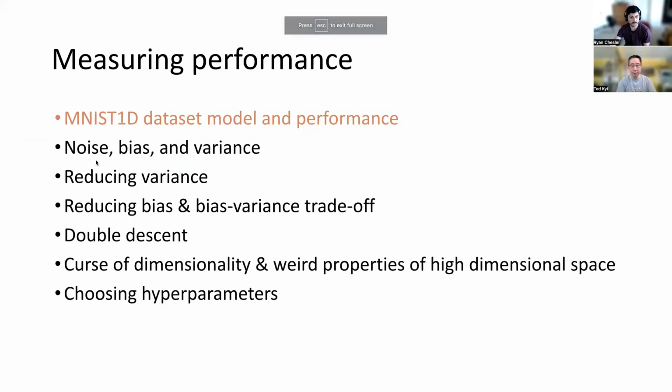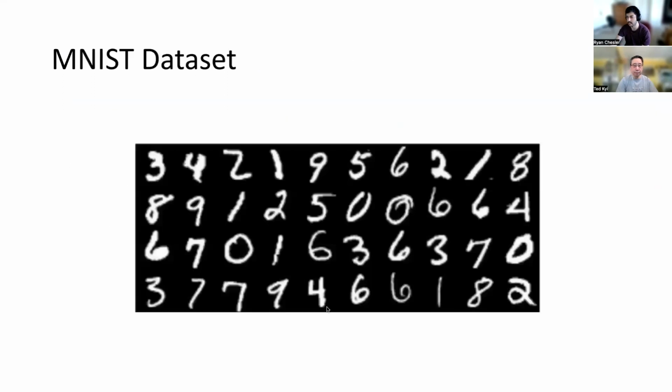All right, so this is chapter 8 of Understanding Deep Learning. This chapter will be all about measuring performance. So we start off by looking at this MNIST data set. A lot of you have probably seen this.